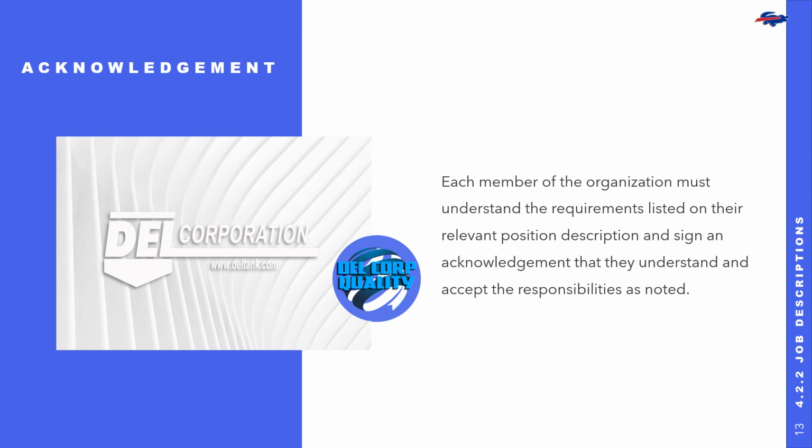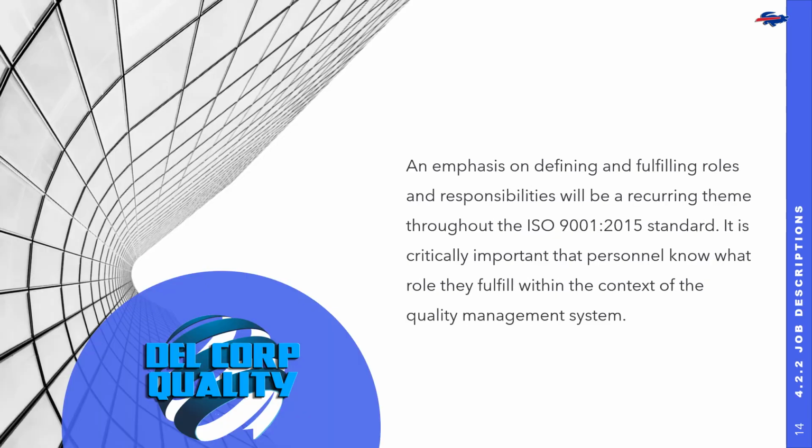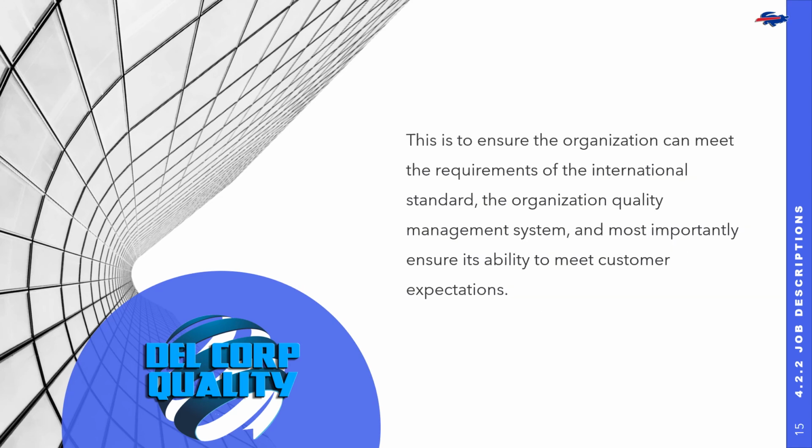Each member of the organization must understand the requirements listed on their relevant position description, and sign an acknowledgement that they understand and accept the responsibilities as noted. An emphasis on defining and fulfilling roles and responsibilities will be a recurring theme throughout the ISO 9001:2015 standard. It is critically important that personnel know what role they fulfill within the context of the quality management system. This is to ensure the organization can meet the requirements of the international standard, the organization quality management system, and most importantly ensure its ability to meet customer expectations.